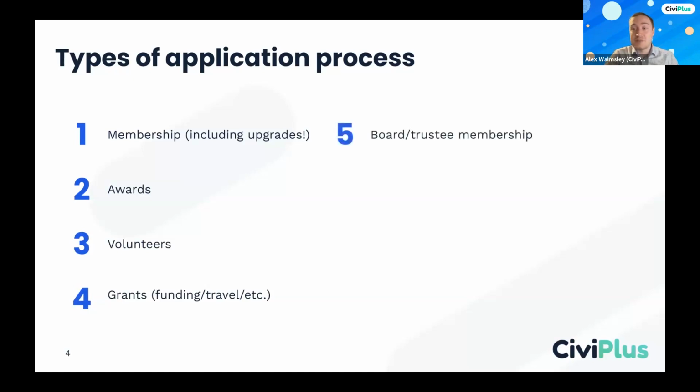Board or trustee membership. Lots of the organizations we work with have boards or trustees, and they might want new ones, so it's great to have a way to apply for those. Competitions are a nice little one, sometimes you're running a competition. It's nice to have a better way to track it than keeping it all over the place, putting it in a more central place.